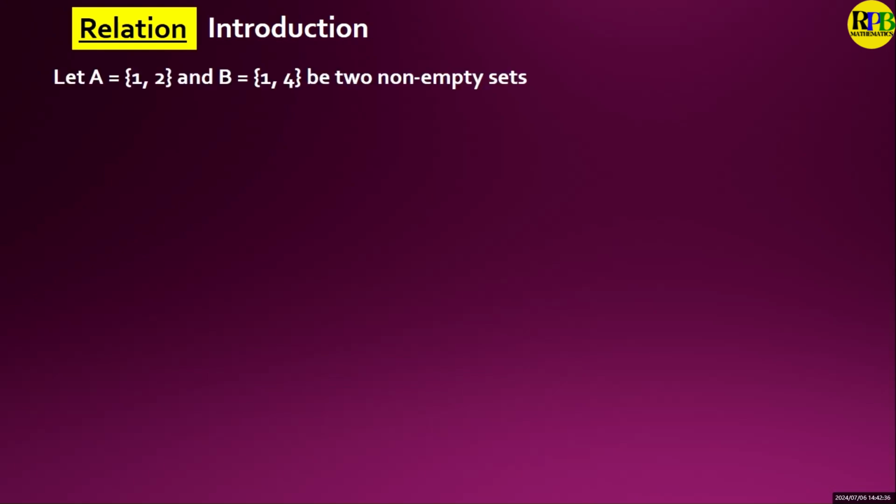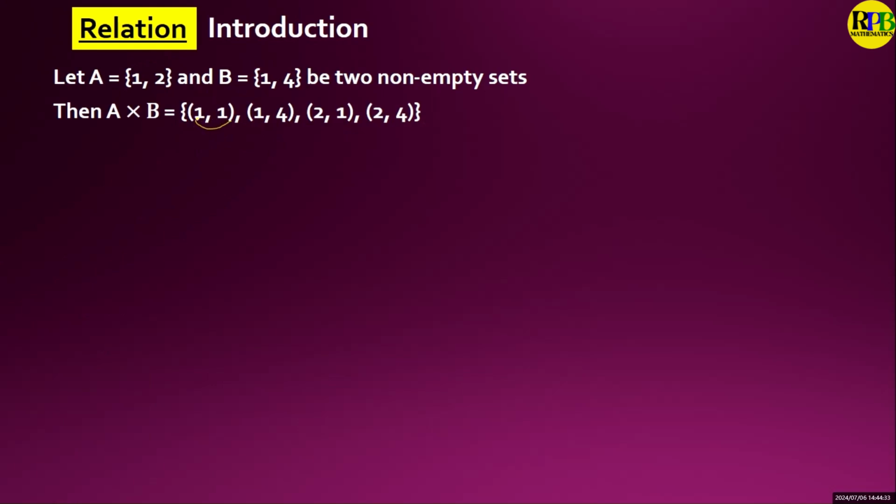Let's take two non-empty sets A and B, where elements of set A are 1, 2 and elements of set B are 1, 4. And if we make the ordered pairs of these numbers, where the first element is from set A and the second element is from set B, we'll get 4 ordered pairs. You know all that. Cartesian product A cross B will have 4 ordered pairs: (1, 1), (1, 4), (2, 1), (2, 4), and you will get some specific relations between those numbers.